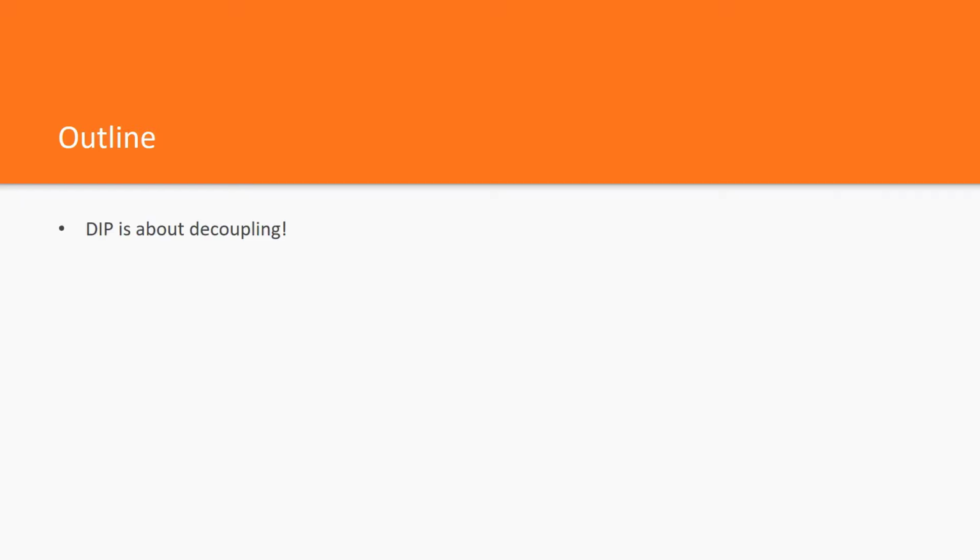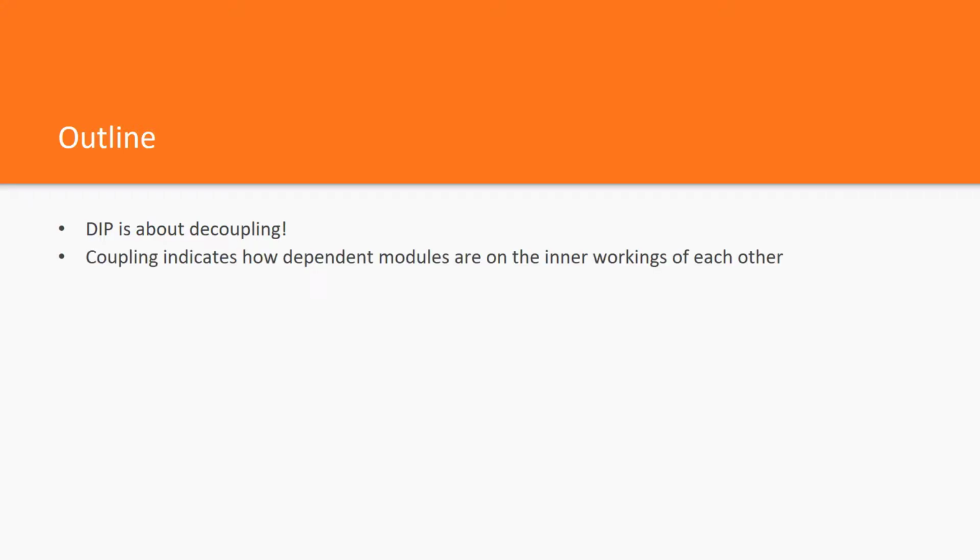This lecture is titled Definition of DIP. The dependency inversion principle is all about decoupling. This is very important, so I'll remind you what coupling is. Coupling indicates how dependent modules are on the inner workings of each other. Tightly coupled modules rely extensively on the specific state of each other, sharing variables and many types. Loosely coupled modules are fairly independent. They have a few well-defined APIs and share a limited amount of or no data at all.